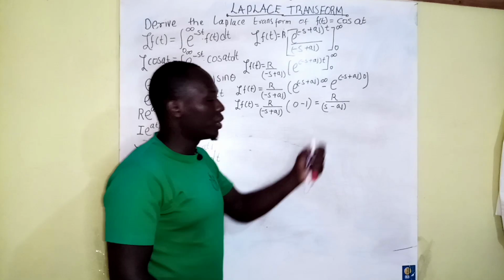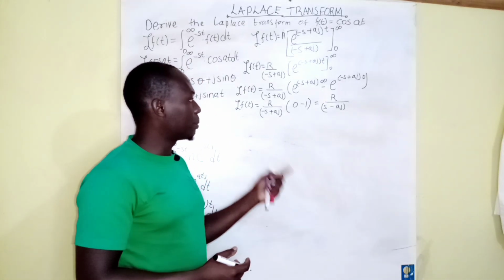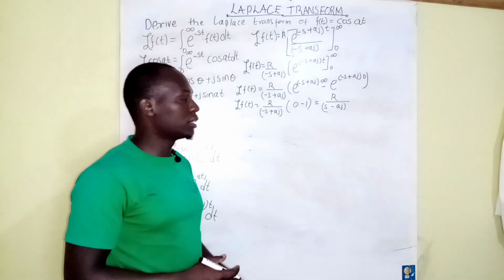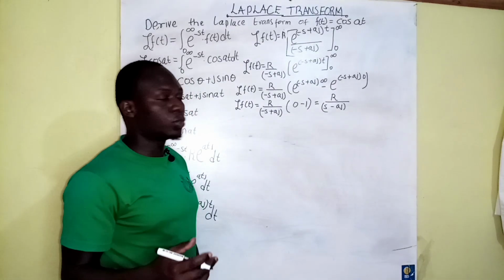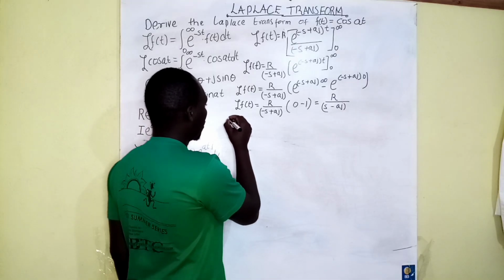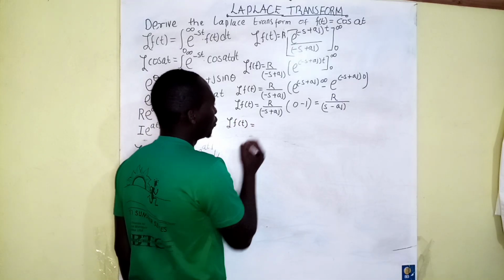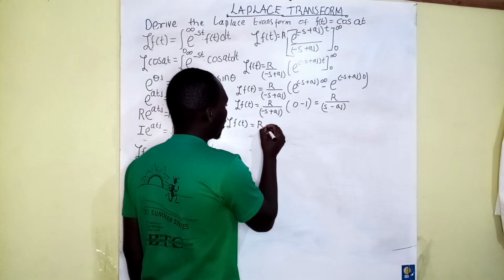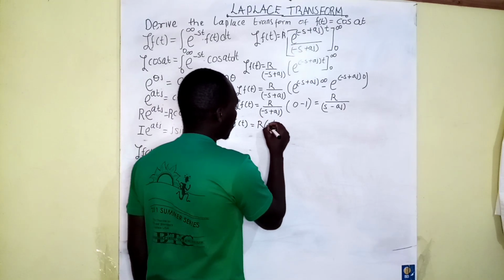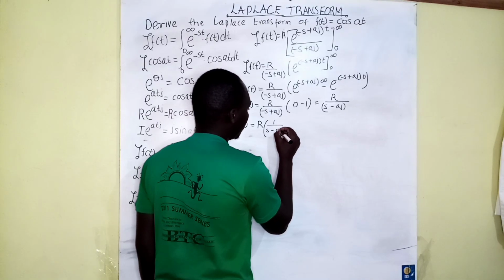At this point, we need to separate the real function and the imaginary function. By separation of the real function and the imaginary function, we need to do rationalization. And this is what I mean by rationalization. We are going to have the Laplace transform of our function f of t equals r into 1 over s, we subtract from jω.